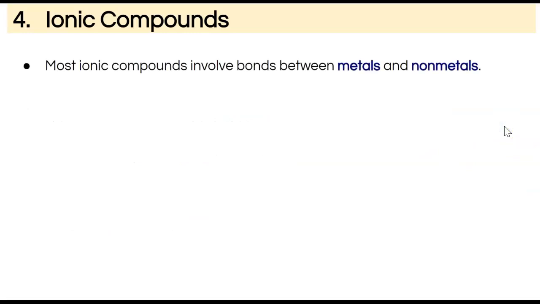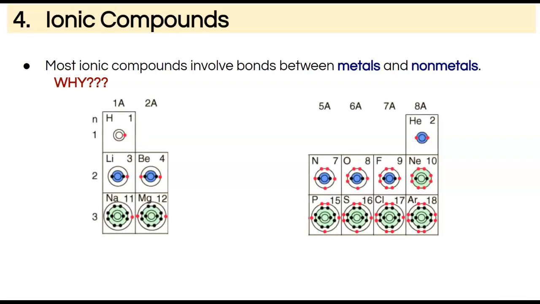So most ionic compounds are going to involve metals and nonmetals, and you might be wondering why. And so I want you to think about why that is. I've got here a modified periodic table. Now what I've done is I've taken out all the transition metals because they're not really going to be involved in this conversation. So if you have a regular periodic table in front of you, you'll see that over here I have the metals, and over here, nitrogen, oxygen, fluorine, etc. And these are the nonmetals.